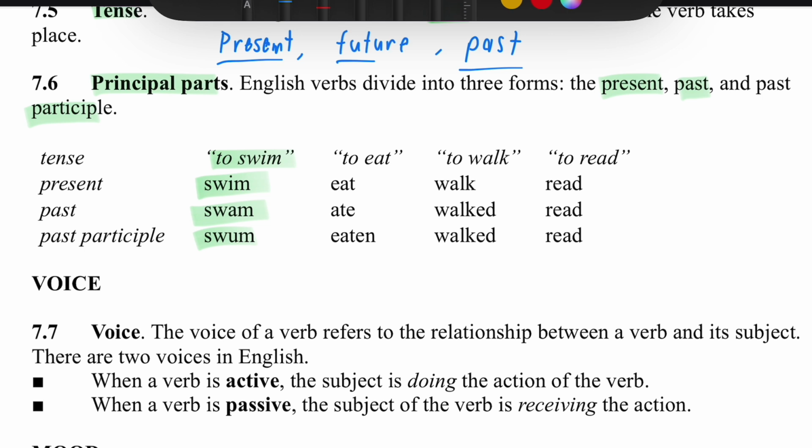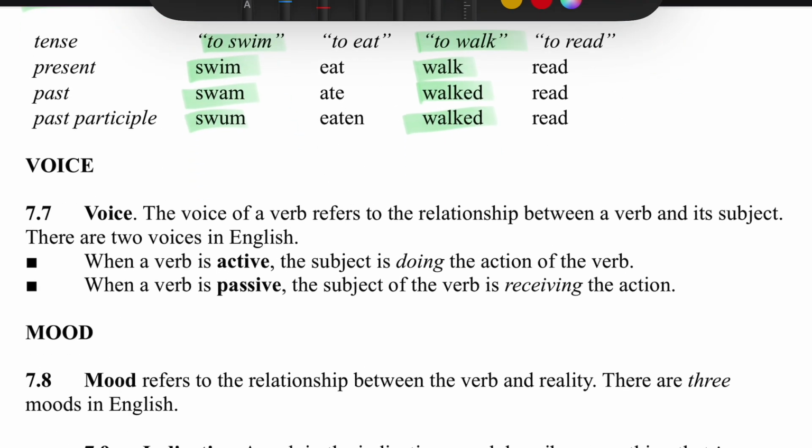This is also seen in to walk. I walk presently. In the past, I walked. Or we would say, I had walked the mall, or whatever it was that I had walked. So these are the principal parts in English: present, past, and past participles.